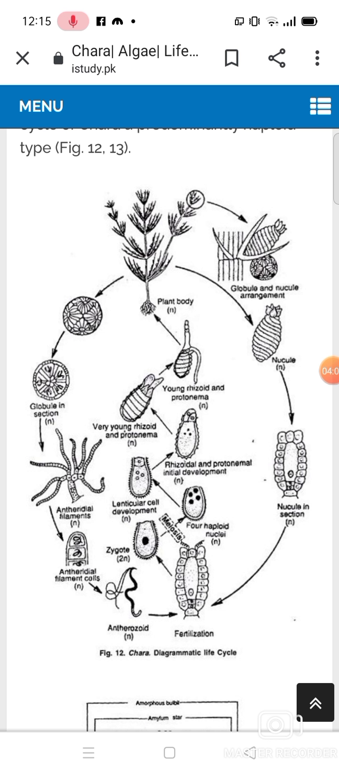So this is all about the structure and development of male and female sex organs, or the sex cells, in Chara and its life cycle.